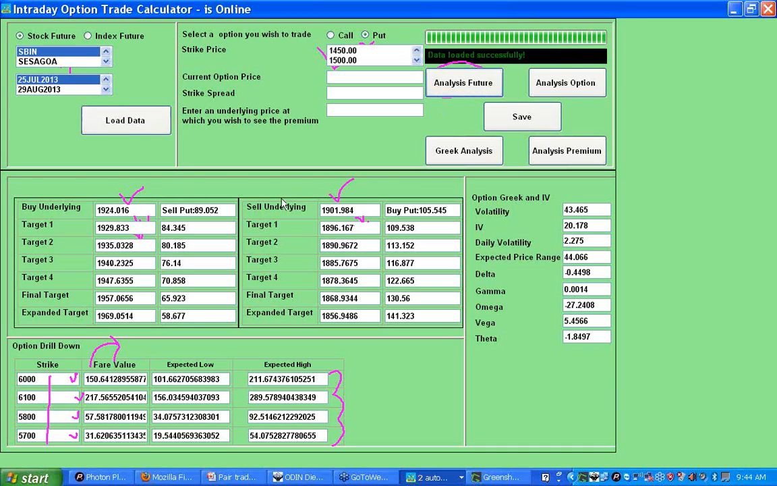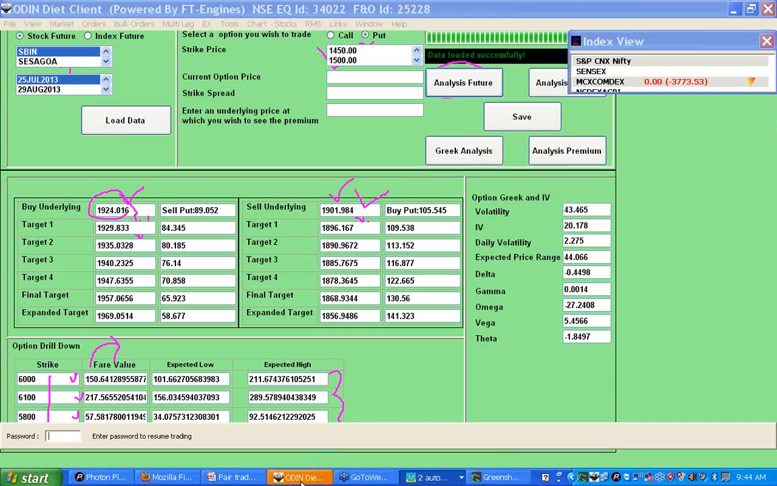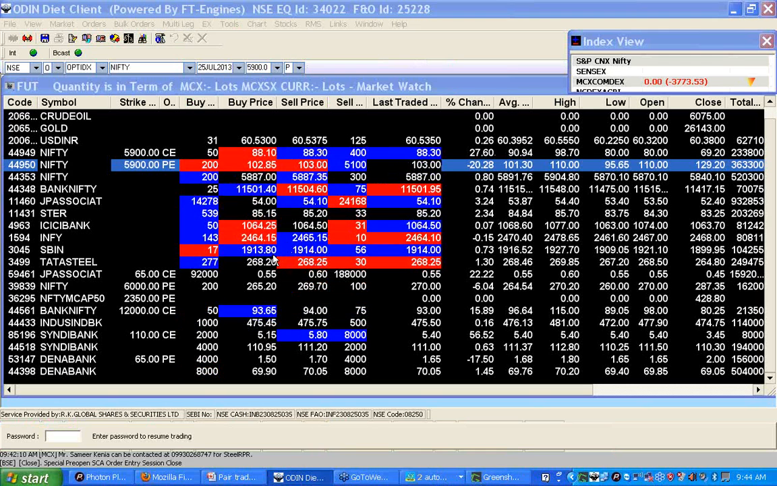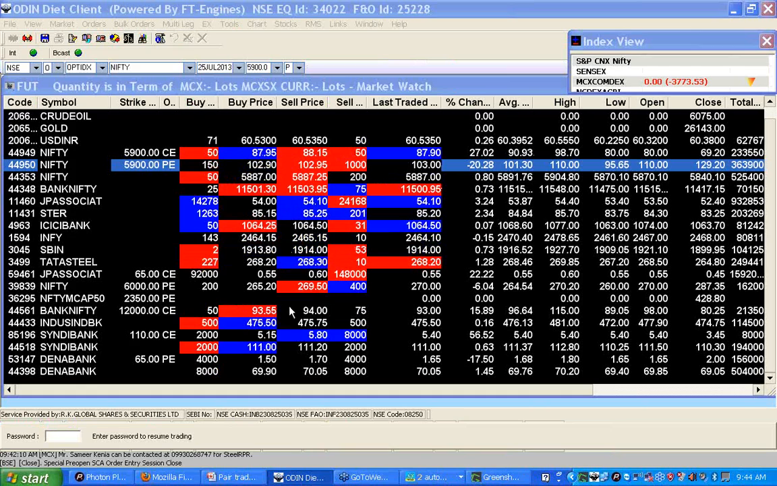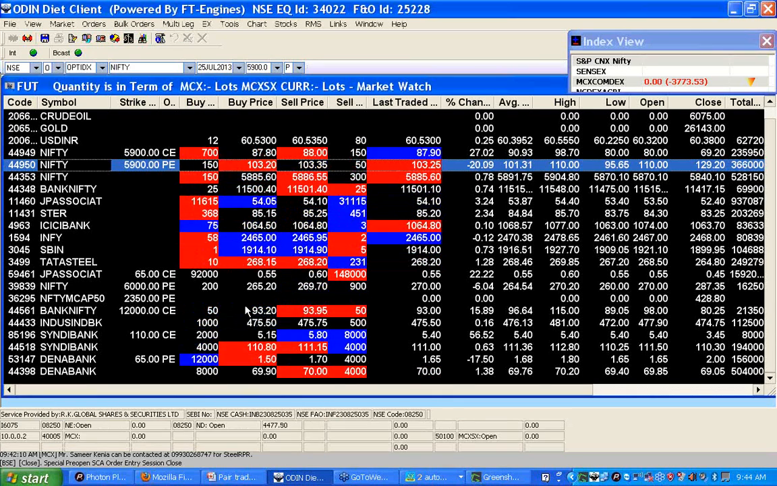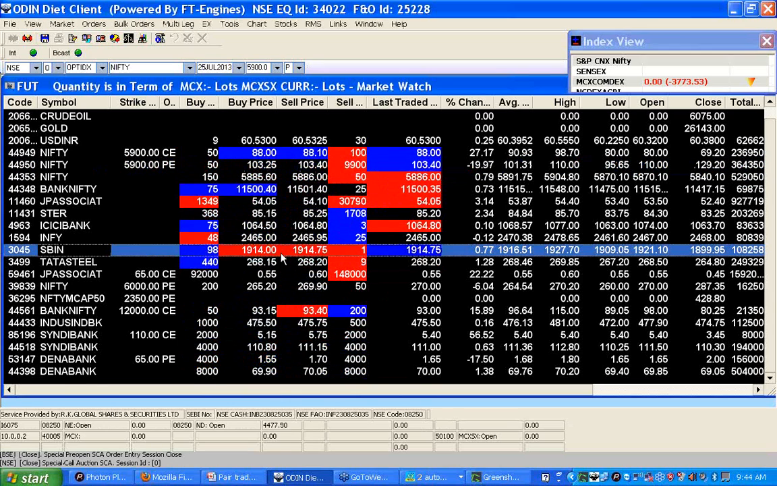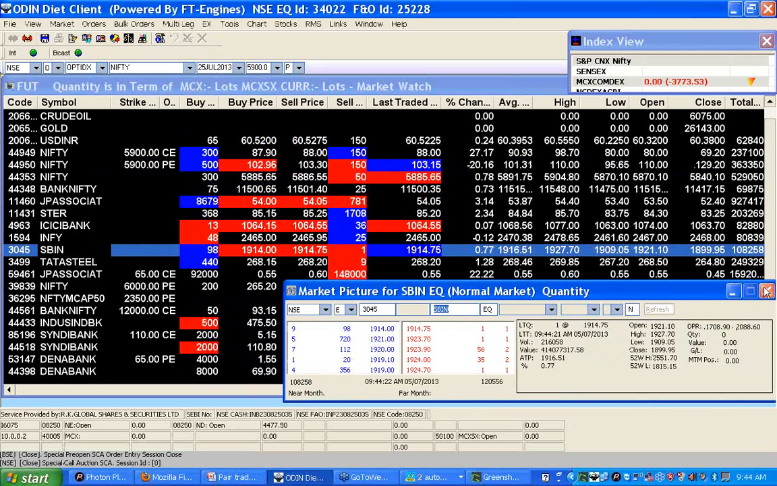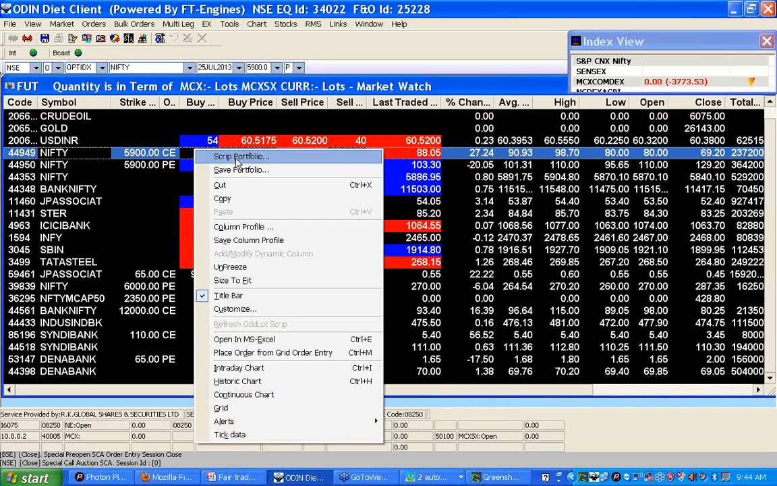Let us analyze the future. The future is telling that above 1924 my trend is up, and below 1902 my trend will be down. And what is the price? 1914 it is now. So this is the State Bank of India future or equity, let me check. So this is for equity.